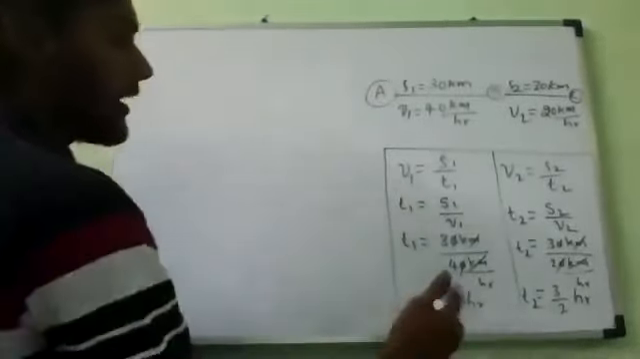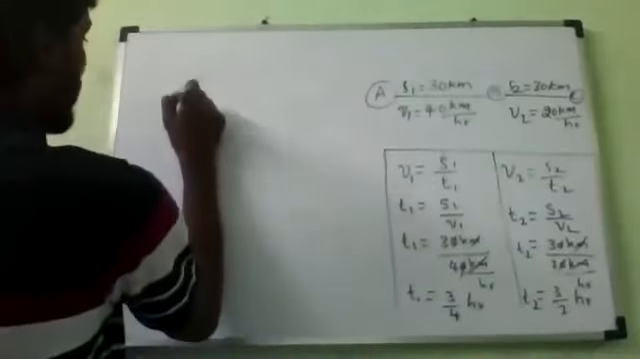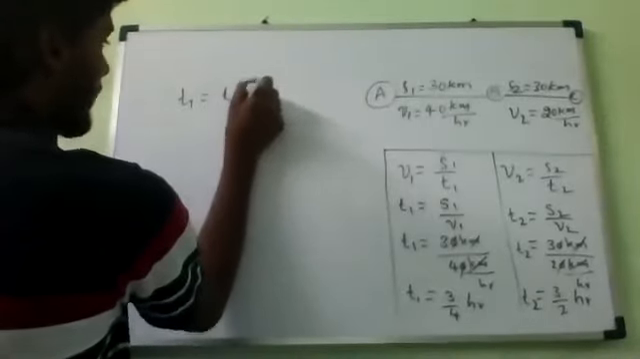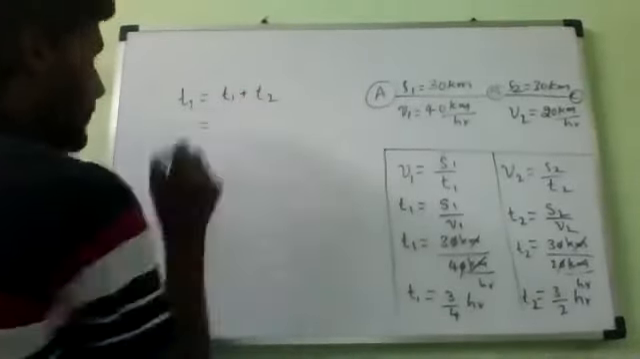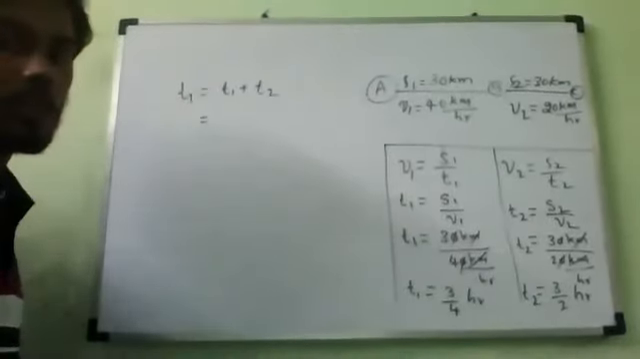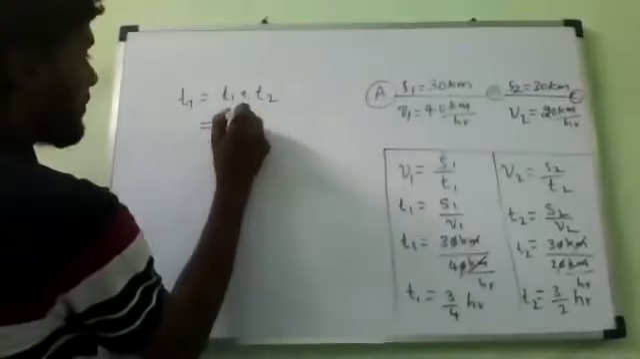Now we want total time. This is T1 and this is T2. So how can we find total time? Total time equals T1 plus T2. Can I add it or not? Is it possible or not? Yes, sir. Total time taken: 3 by 4 plus 3 by 2.